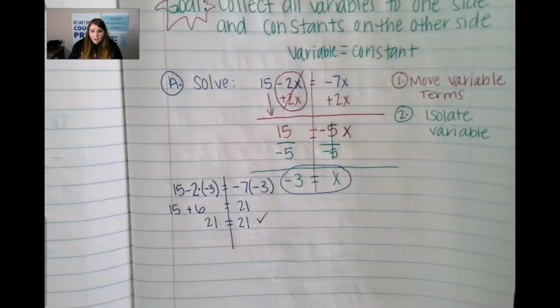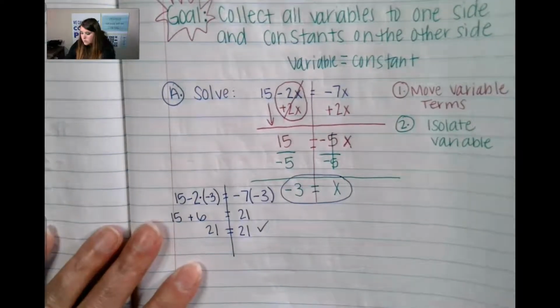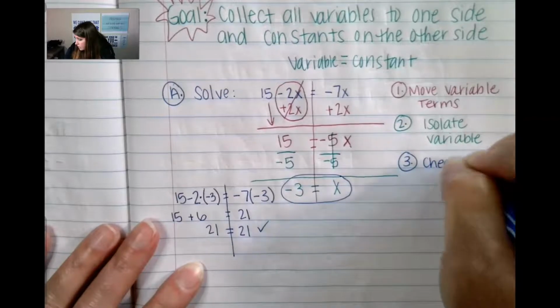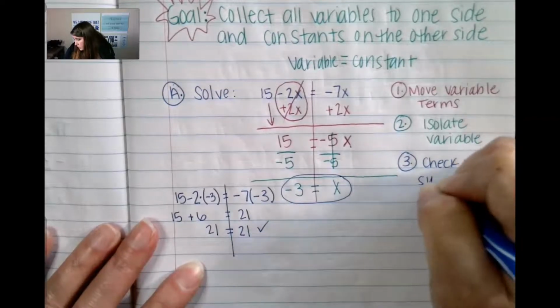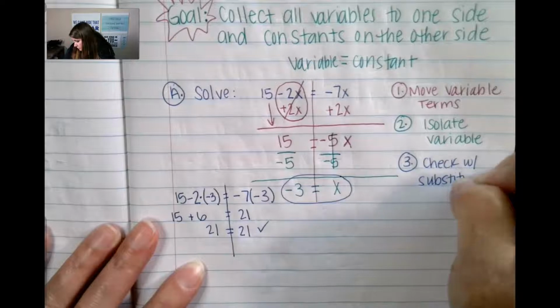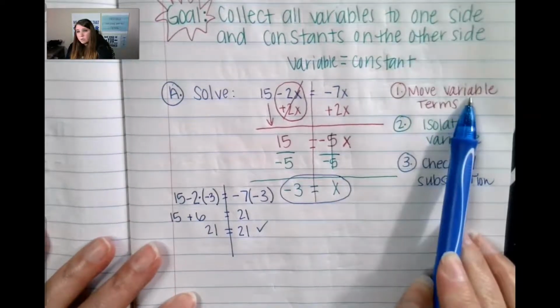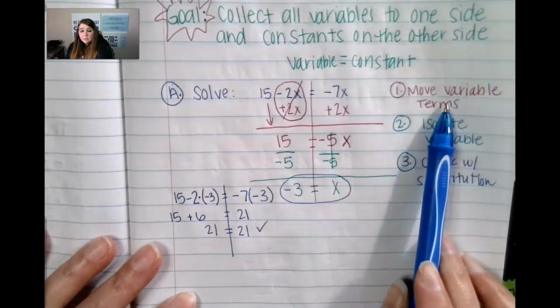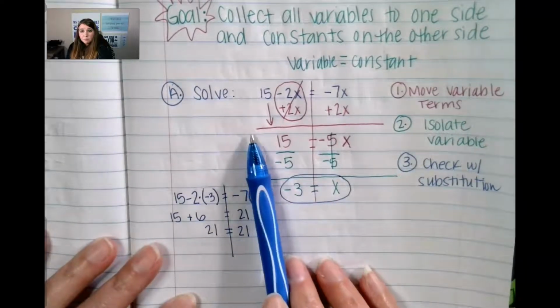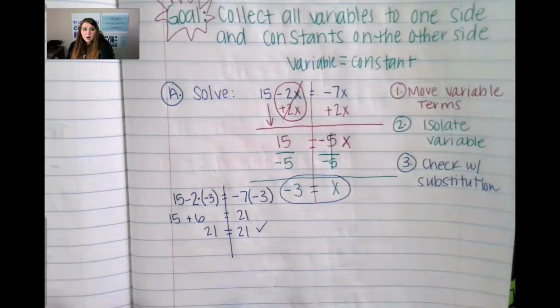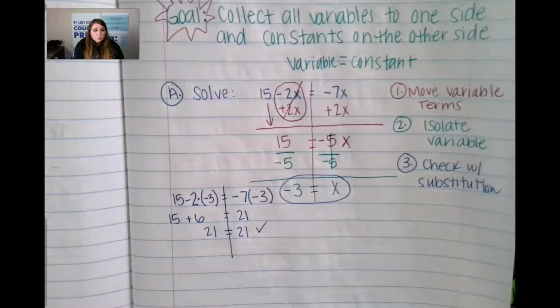All right, so now we're going to go ahead and try a second problem. So we've got step 3, check with substitution. All right, so move the variable terms or the constants, whichever. But on this one, we moved the variables. Then we isolated and we checked our solution with substitution.